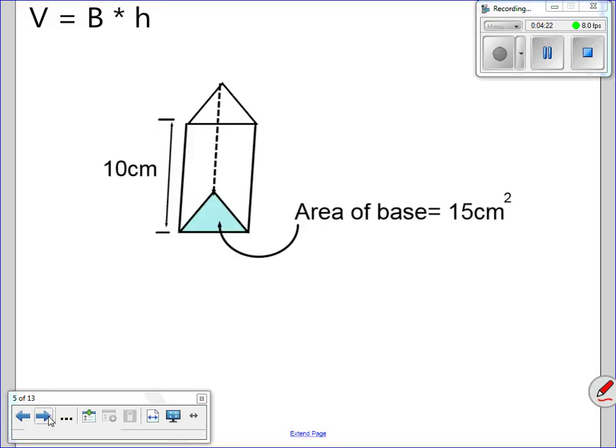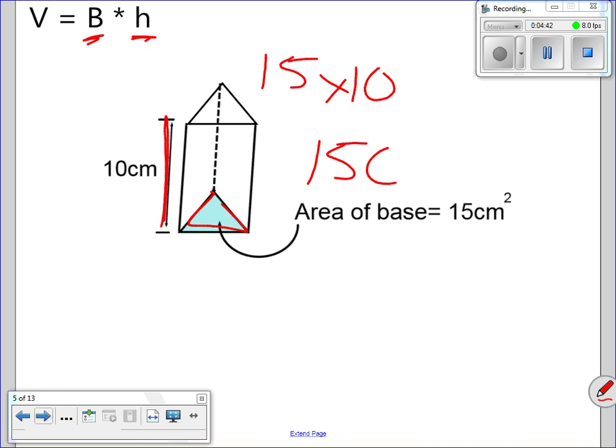Take a look here. How would I find the volume of this triangular prism? Why is it a triangular prism? Because there's triangles in there. Now, the nice thing is they already found the area of the base for us. That is 15. So our big B is already found. We're going to multiply it by the height, which is 10. 15 times 10, we all know it's 150 centimeters. We're dealing with volume, which are cubic units, centimeters cubed.